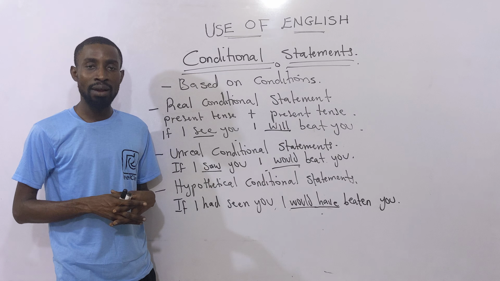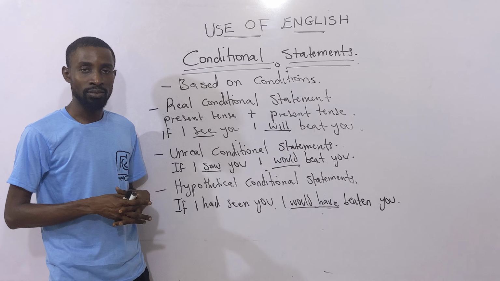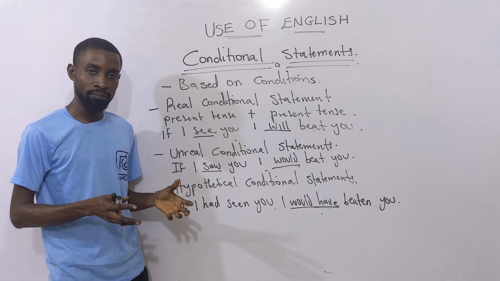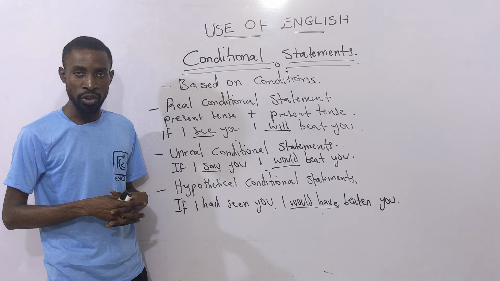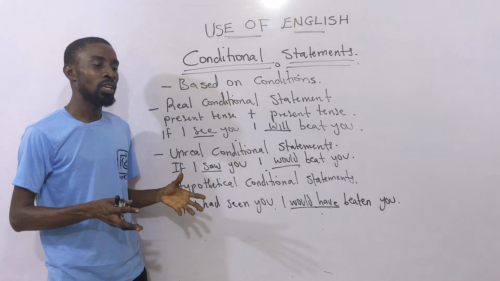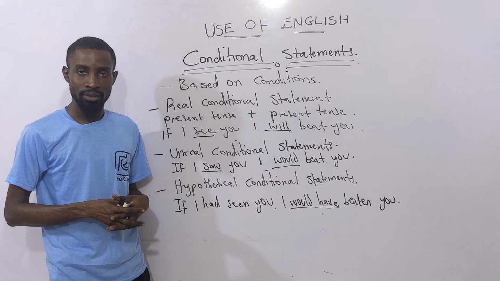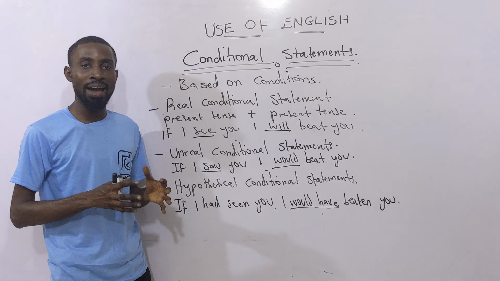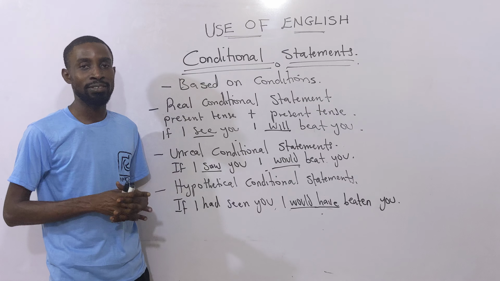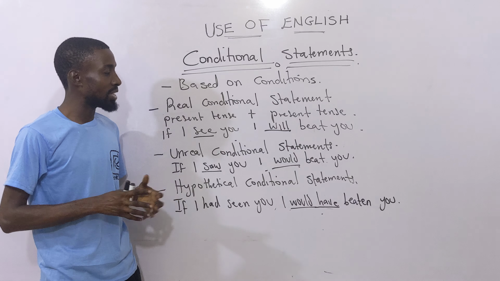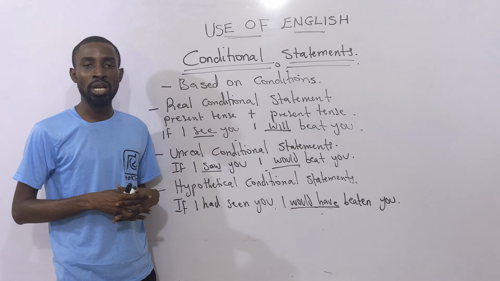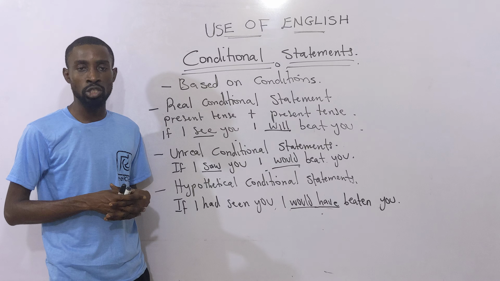If she marries a madman, we will laugh. That's the real conditional statement. If she married a madman, we would laugh. Hypothetical: if she had married a madman, we would have laughed. So that's that for the conditional statements that are based on condition.